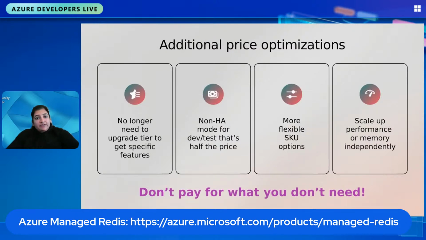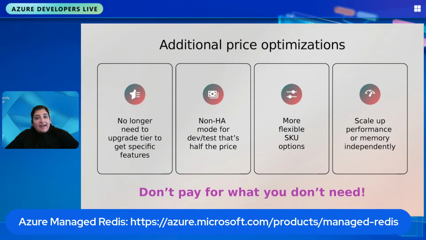In addition to slashing the prices, we've also added more pricing optimizations that you can do beyond just the SKUs. Because of Azure Managed Redis, we have all features available in all SKUs and tiers. That means you don't need to upgrade, or go to a high-end tier just to get that one specific feature that you were looking for. So all tiers get all features. That's a great way to save on some costs, so you don't need unnecessarily higher end SKUs.